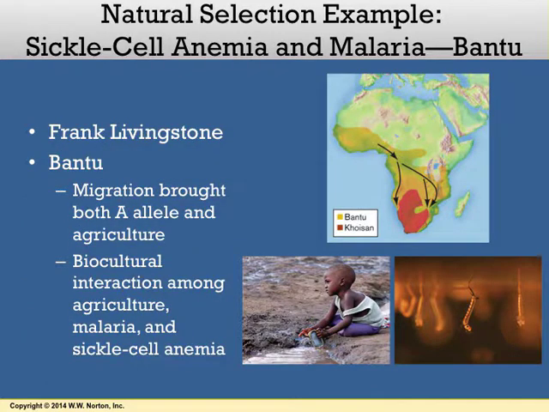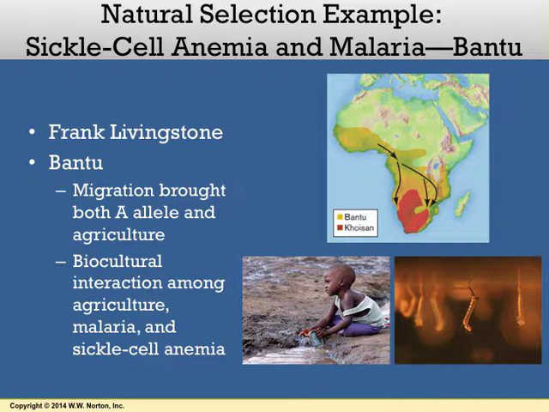The continued work of Frank Livingstone, an anthropologist at the University of Michigan, helped us understand how natural selection has shaped the relationship between sickle cell anemia and malaria. There is evidence that the Bantu carried the A allele, which is the mutated form of the hemoglobin gene, with them when they migrated from Central Africa into South Africa, beginning about 5,000 years ago.